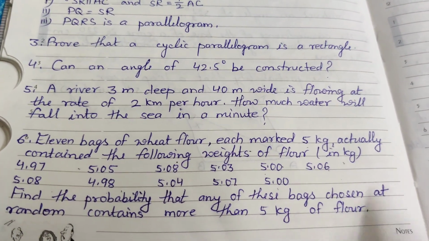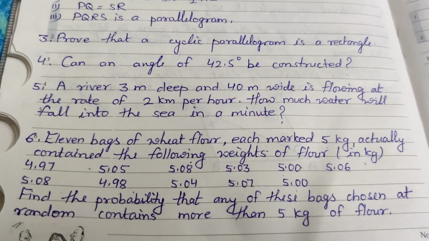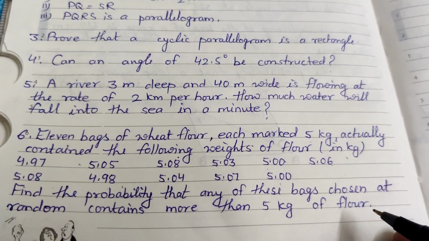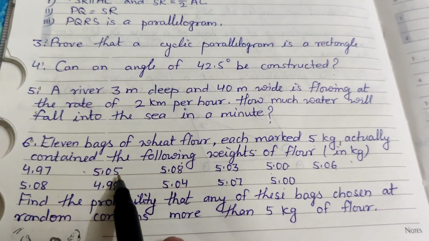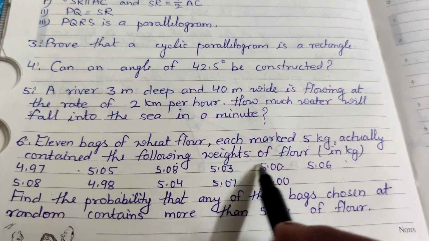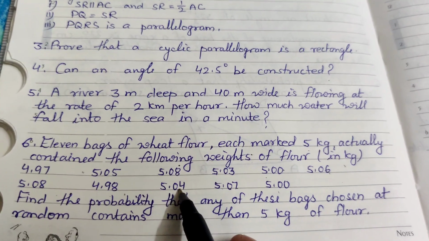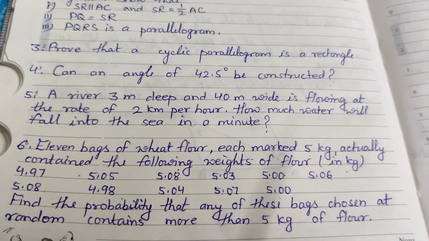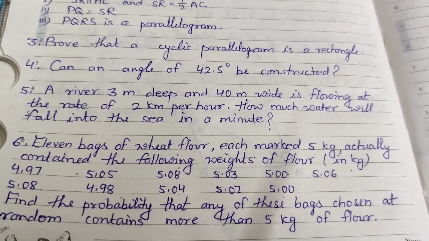5 kg of flour. Total number of bags are 11. And how many bags has more than 5 kg of flour? 1, 2, 3, 4, 5, 6 and 7. Okay, the favorable outcome 7 and total 11.